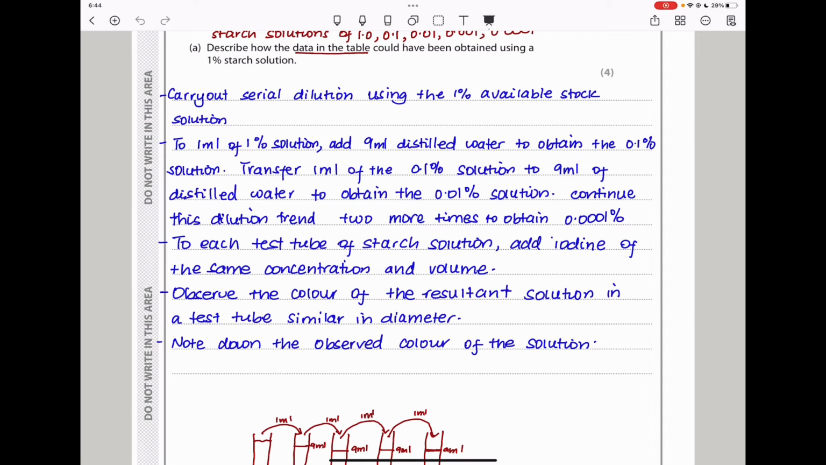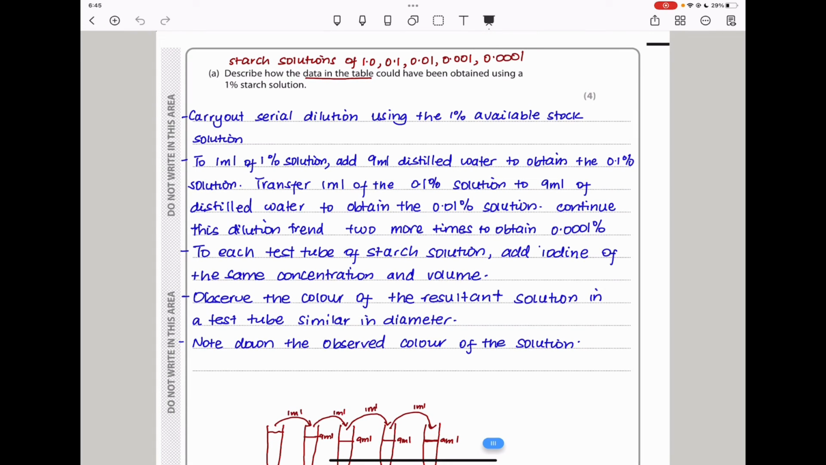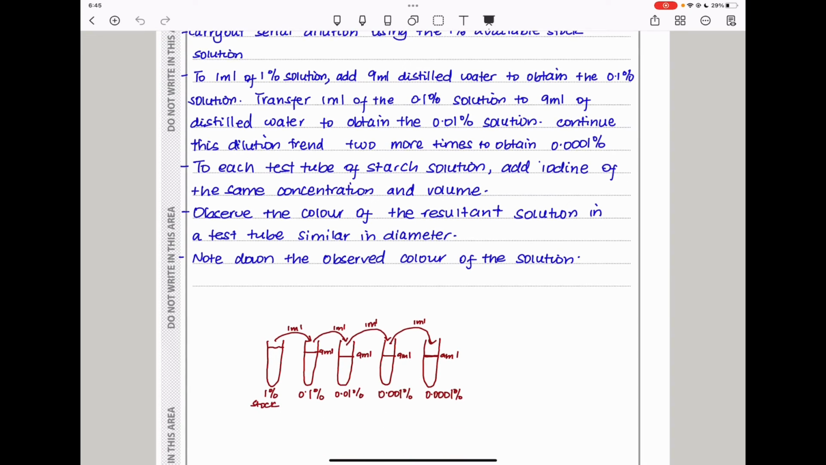and volume. Remember, if the iodine concentration is not the same, then results could be different. So add the same volume of iodine, and that iodine should have the same concentration, and then observe the color of the resultant solution in the test tube, similar in diameter. The test tube has to be similar in diameter so that the results are not varied, or so that there is no confusion as you observe. So I said, note down the observed color of the solution, and that will be it. So we carry out serial dilution, create the various concentrations, you add iodine, and then you observe the colors that are going to come out of that.